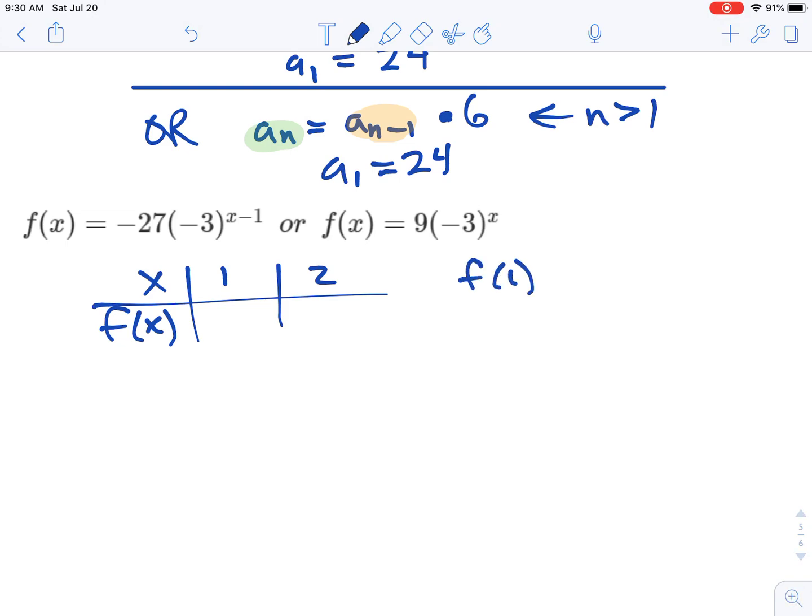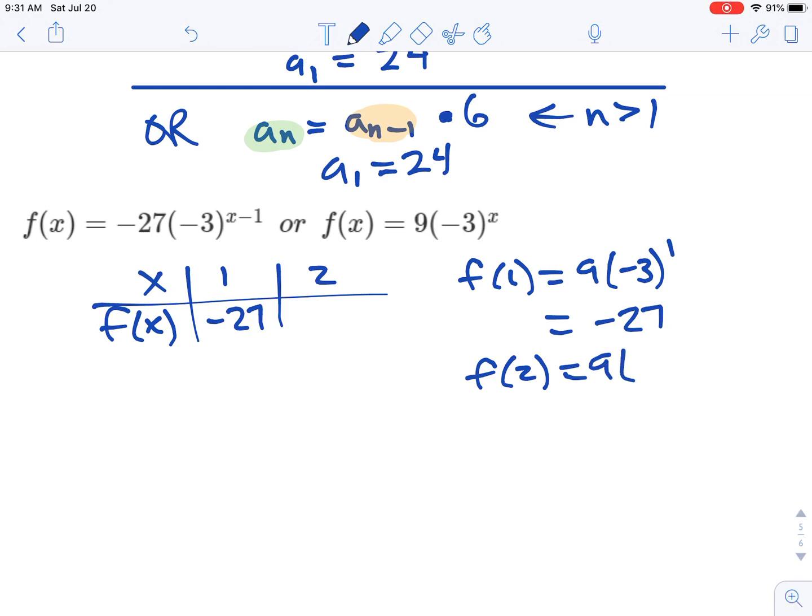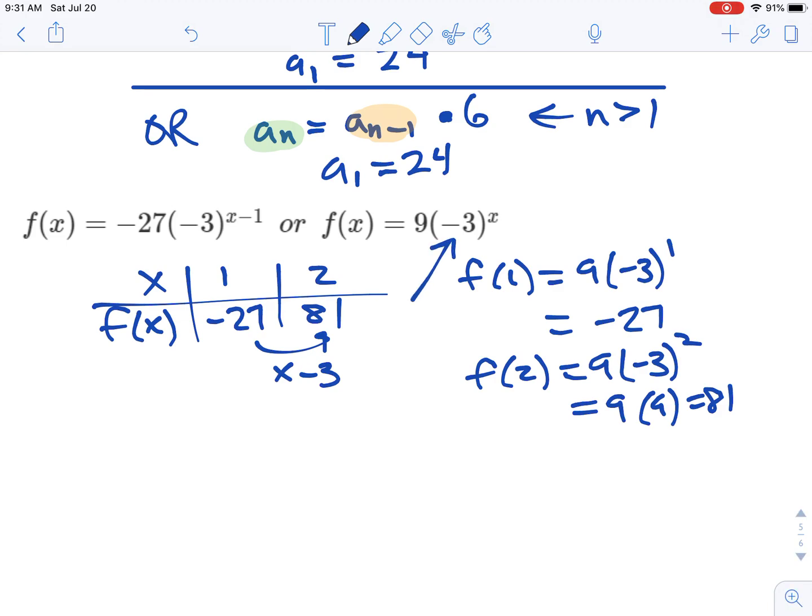So f of 1 would be 9 times negative 3 to the first, which is negative 27. f of 2 would be 9 times negative 3 squared, which would be 9 times 9, which is 81. So we've multiplied by negative 3 in order to go from negative 27 to 81, which is of course right there. Our negative 3 is what we're multiplying by since it's the base of the exponent. That would be our r in the formula, the factor we're multiplying by.